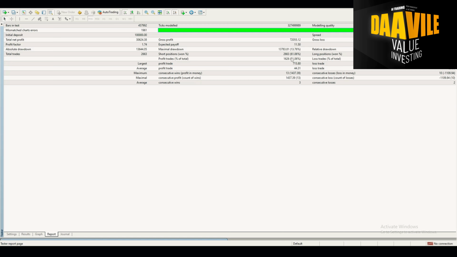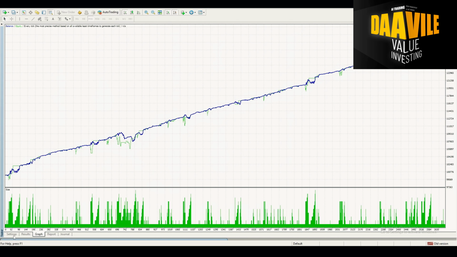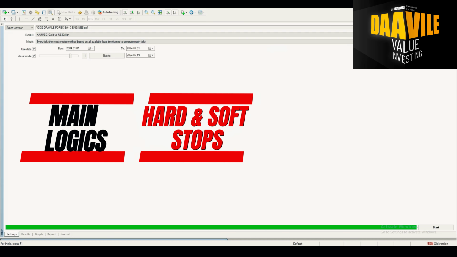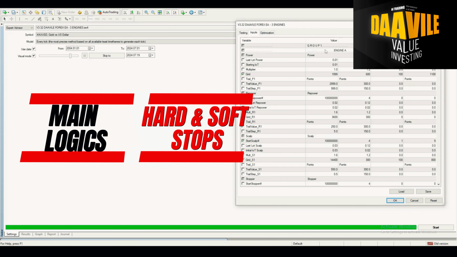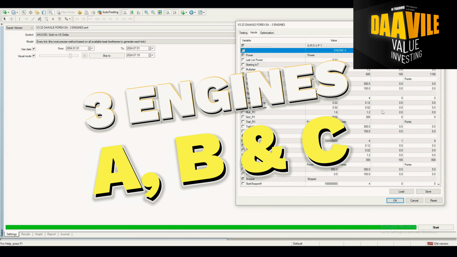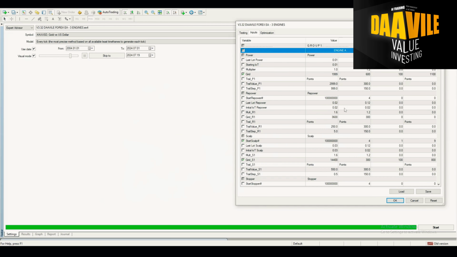I'll explain why, especially with the sell side model. And here we can see the long positions are 0%. So in this 20-year span, this is a model that is only using the main logics and the hard and soft stuff by engine, because now this version is using engine A, B, and C, having the C as the master or the final, for now, the final engine that will rule them all, we could say.